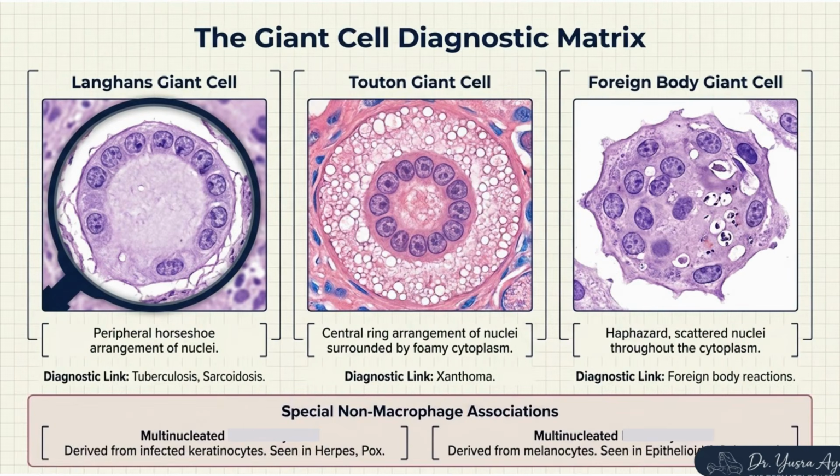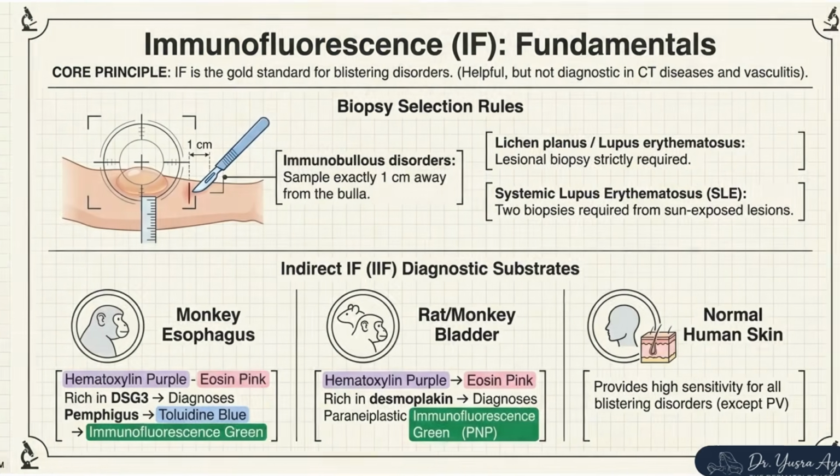Now let's discuss the different types of giant cells. Langhans giant cells show peripheral horseshoe-shaped nuclei and are commonly seen in granulomatous diseases. Touton giant cells show a ring of nuclei with foamy cytoplasm and are seen in xanthomatous lesions. Foreign body giant cells have haphazardly arranged nuclei. Multinucleated giant cells derived from keratinocytes are seen in viral infections, like herpes and poxvirus infections. And those derived from melanocytes are seen in epithelioid and Spitz nevi.